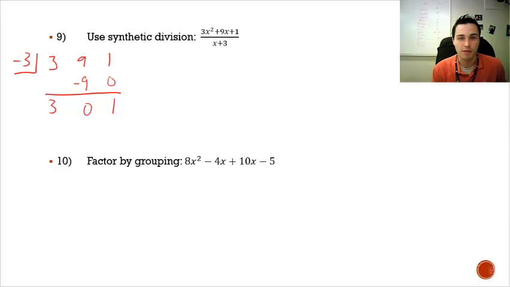So if I started as 3x squared, then this first thing is going to be not squared but one lower, so just 3x. The 0 here means I skip the next thing, which is the constant, so there is no constant. I just go straight to the remainder now. The remainder is on top of my divisor, x plus 3. So just 3x plus 1 over x plus 3 is the answer there.